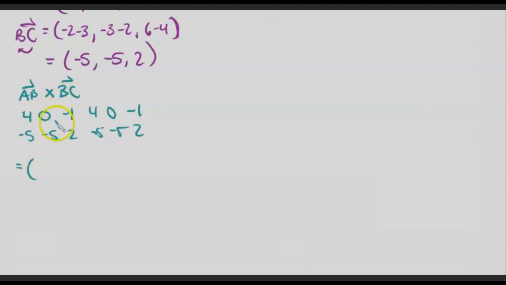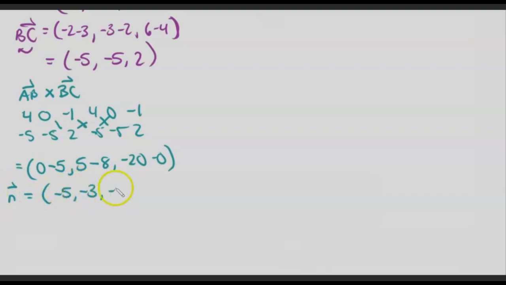So what we're going to do, and I'm going to do this kind of in my head, 0 times 2 is 0, minus -5 times -1 is 5. Okay, -1 times -5 is 5, minus 2 times 4 is 8. And then we have 4 times -5 is -20, minus anything times 0 is 0. Okay, so for the cross product, we get our normal vector to be -5, -3, -20.